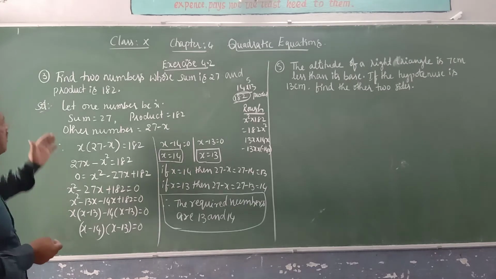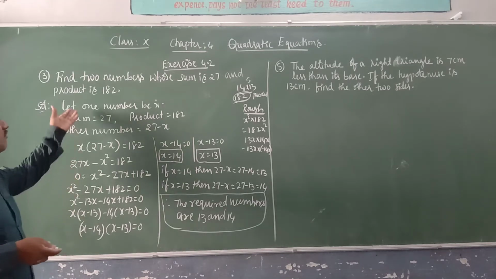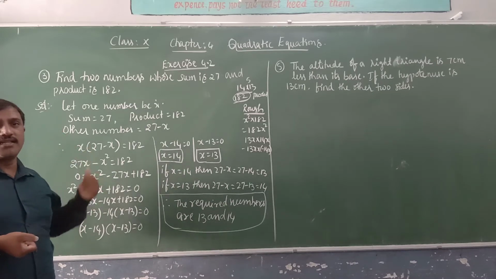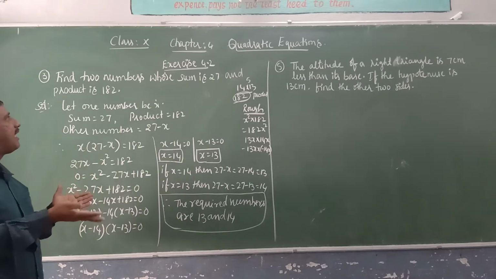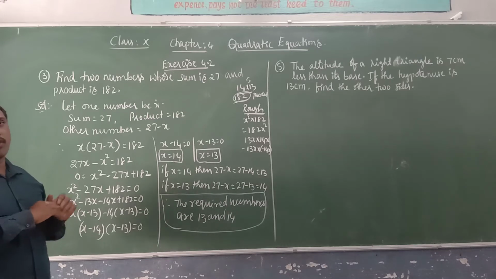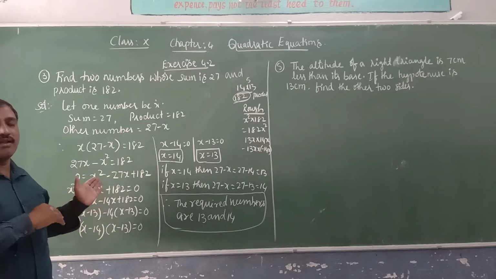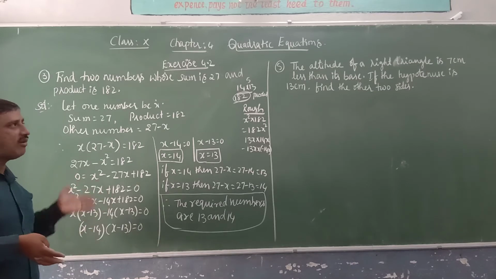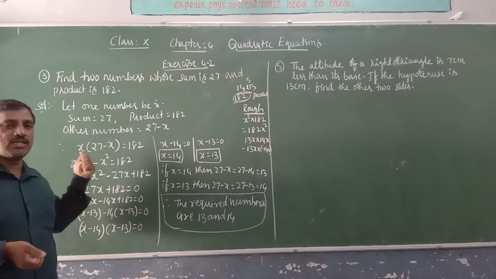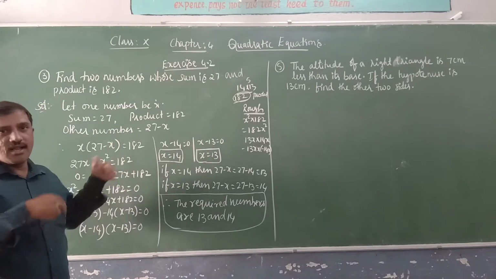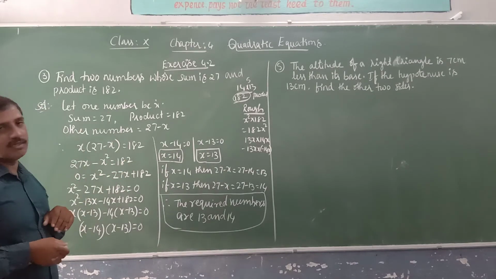Is it clear, children? Now a lot of questions can be asked on numbers. Sometimes the difference will be given and the product will be given. Sometimes squares will be given. Squares of two numbers, their sum or difference or their product will be given, and we need to find these numbers. We will discuss this kind of sums in the later stages.